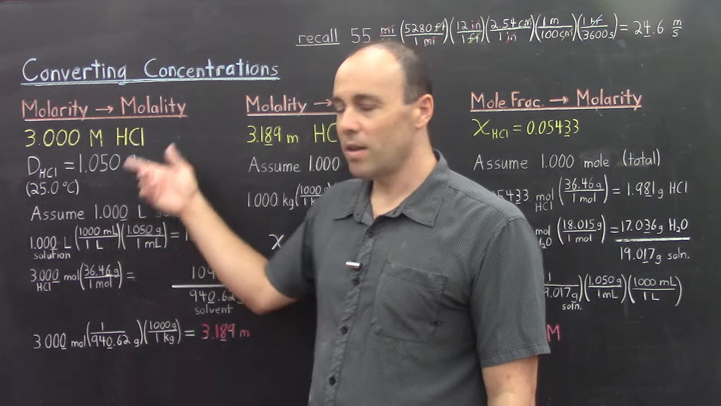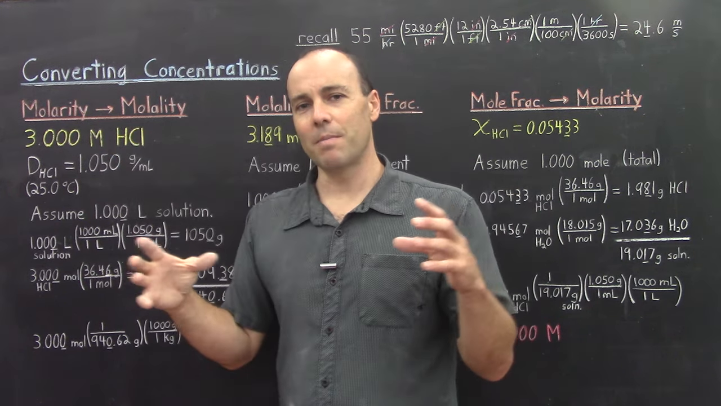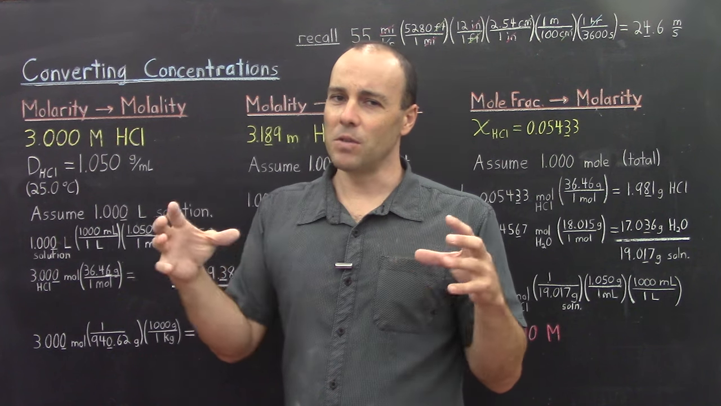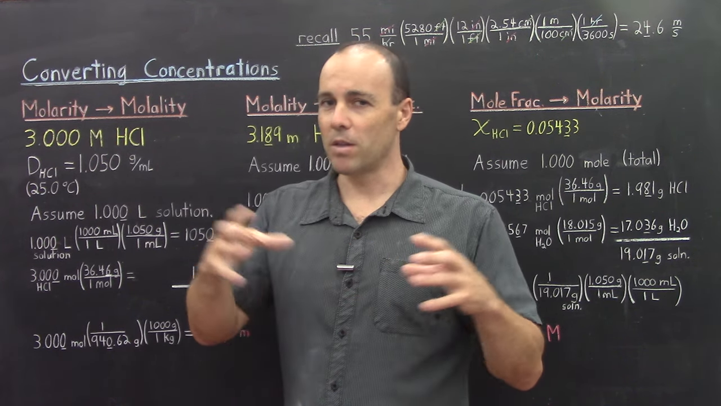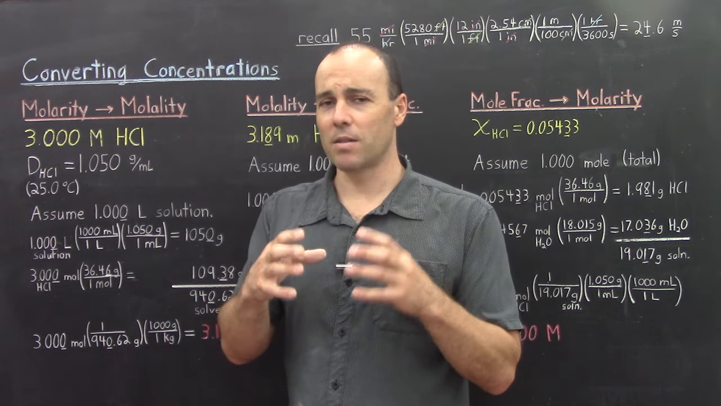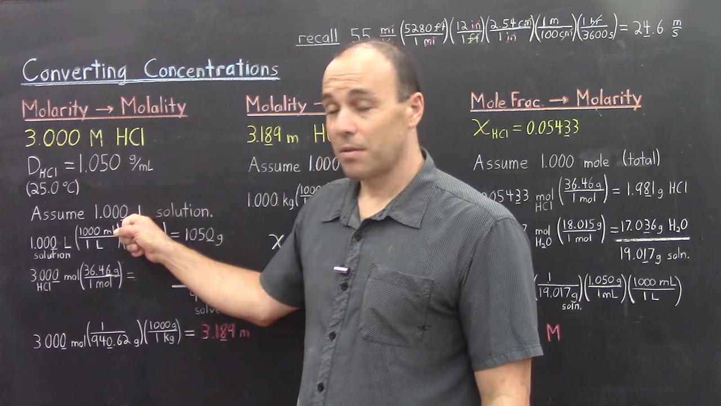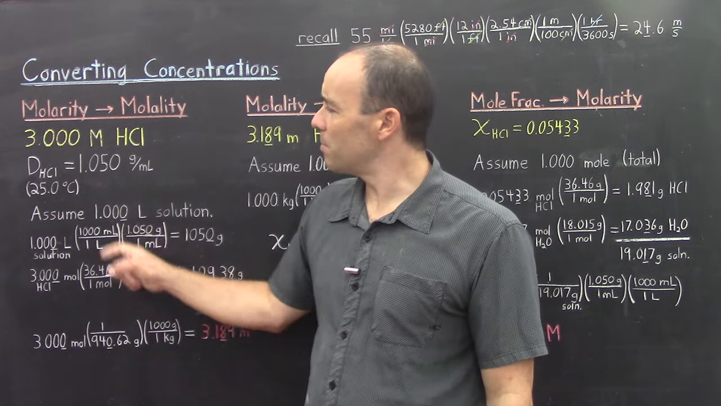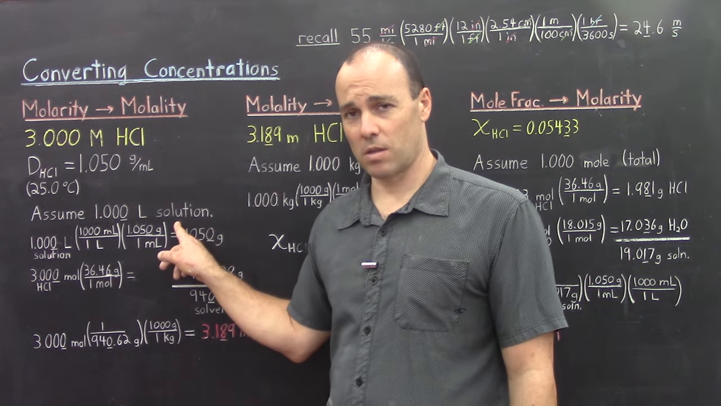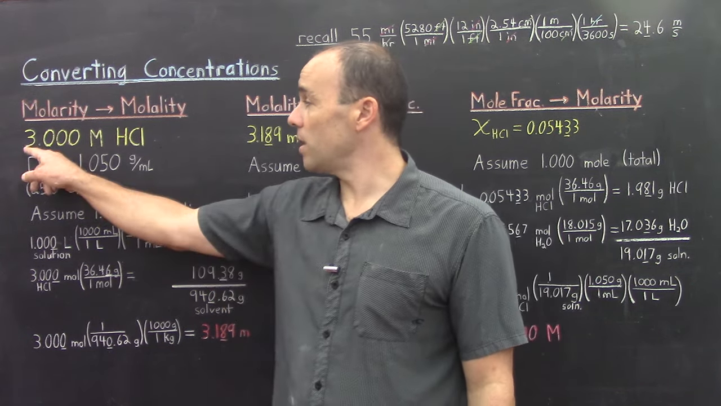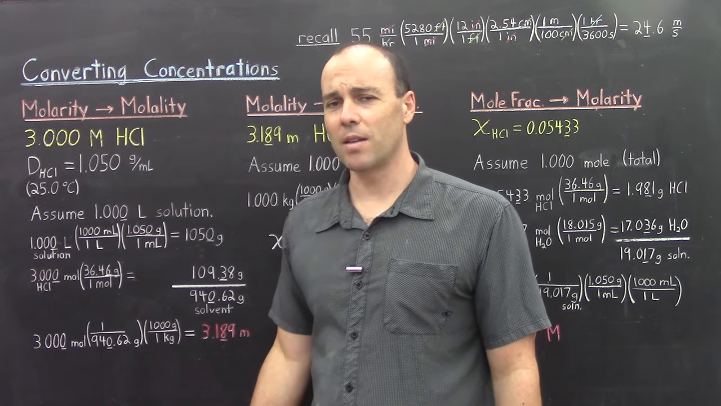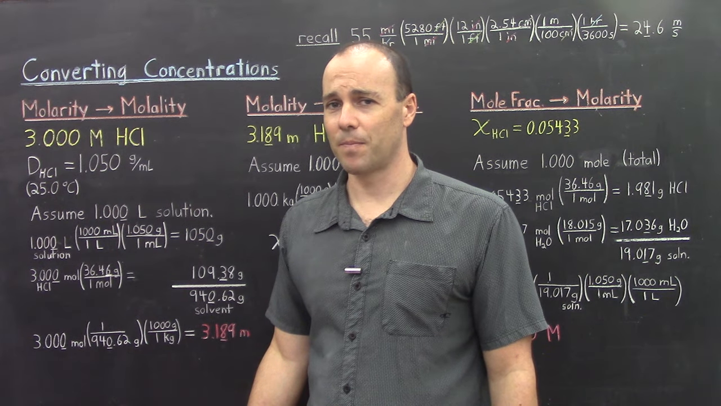So the trick here is to assume a convenient amount of solution. Concentration is an intensive unit, and it doesn't matter how much solution you have. So let's just assume a convenient amount, and that is 1 liter of solution. Because we're starting with molarity, if we assume 1 liter of solution, that means we have 3 moles of HCl. So we know exactly how much HCl we have.